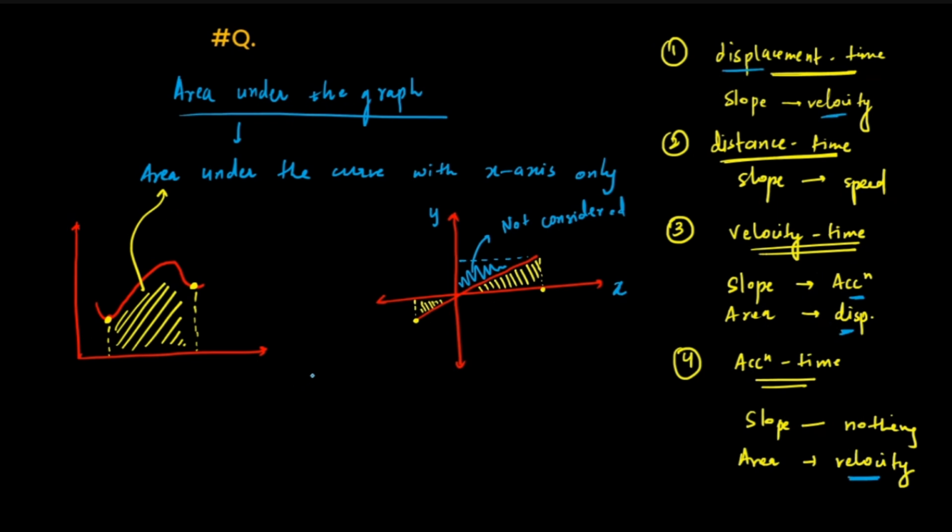Like when we're talking about slope, distance time graph will give velocity, velocity time graph will give acceleration. When we talk about area, acceleration time graph area will give us velocity, whereas velocity time graph area will give us displacement. So these are the few things that we need to understand here, at how graphs can be used to explain the motion of the given body.